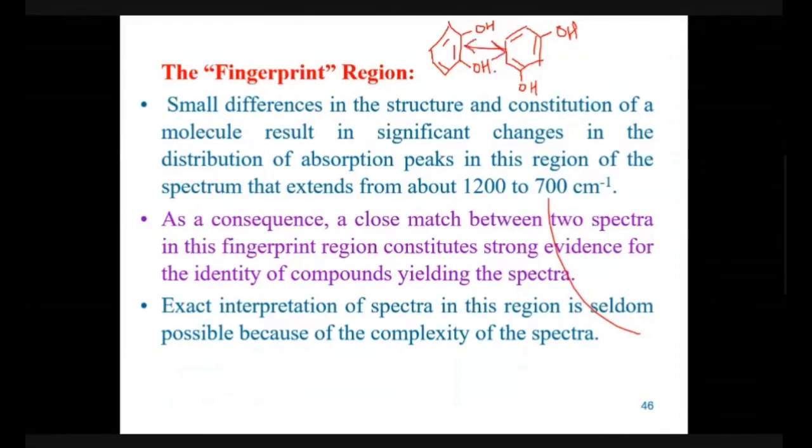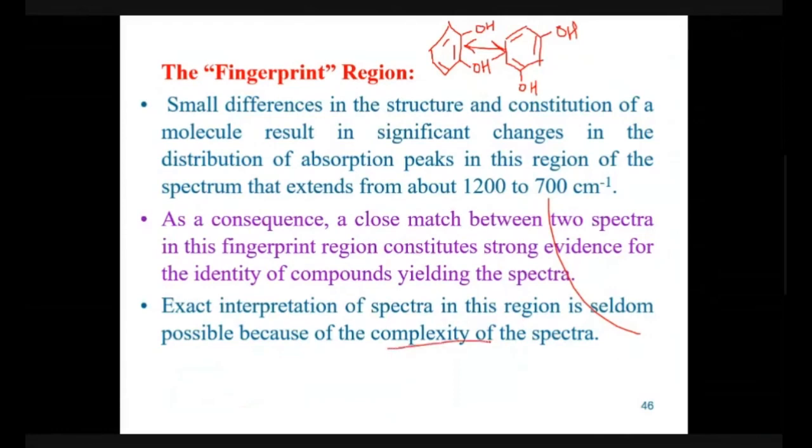Maybe the functional group region may be the same. What will change is the right hand side, that small area, the fingerprint region, will change. As a consequence, a close match between two spectra in this fingerprint region constitutes strong evidence for identity of the compounds yielding the spectra. Exact interpretation of spectra in this region is seldom possible because of the complexity of the spectra.